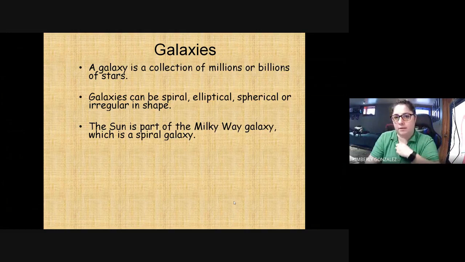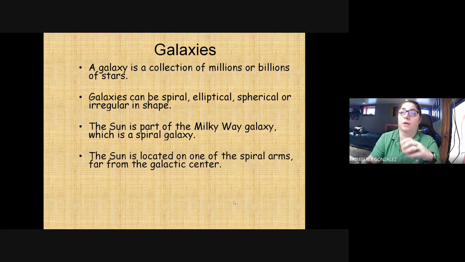The sun is a part of the Milky Way galaxy, which is a spiral galaxy. That's our galaxy. The sun is the middle of our solar system, but the sun is not the middle of our Milky Way galaxy. Make sure you understand that. We are not a part of the middle of the Milky Way galaxy. We're located on one of the spiral arms. That center is known as the galactic center. We are not even close to that.